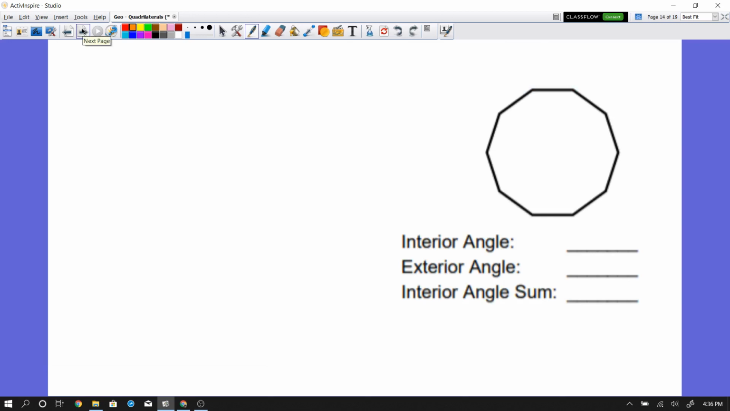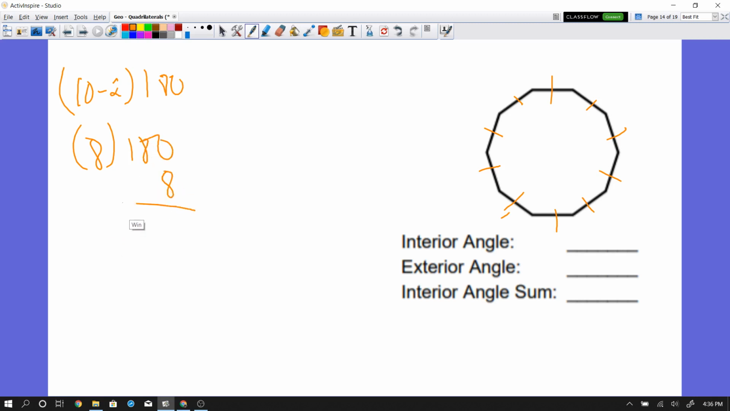So just to go through one of these, we know that there's 1, 2, 3, 4, 5, 6, 7, 8, 9, 10 sides. 10 minus 2 times 180. That's 8 times 180. Heck, I don't know. 1440. So interior angle sum. Sum means add. So if you added all the angles together, you get 1440.